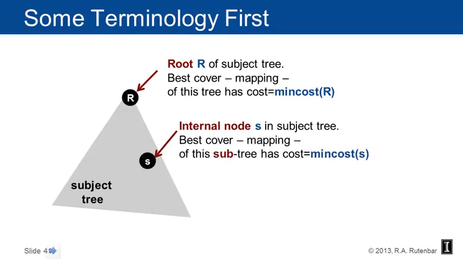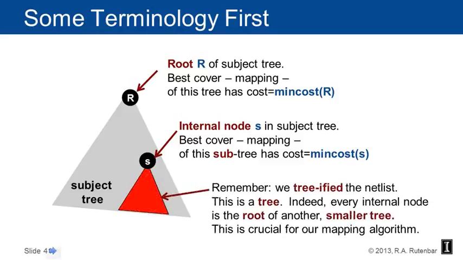And because the subject tree is a tree, we could also invoke the min cost algorithm on an internal node of that tree. So here's internal node S in the subject tree. And interestingly, the best cover of the subtree, because there is a bunch of logic represented by the tree nodes underneath node S, the best cover of that small piece of things, that subtree, also has a cost, and that's just min cost called on node S, which is inside things.